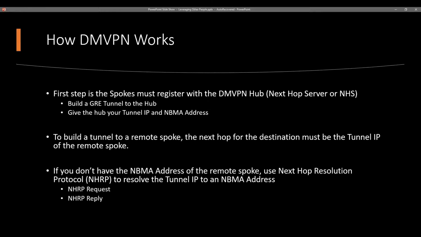So let's talk about how DMVPN really works. The first step in the whole DMVPN process is the spokes must register with the DMVPN hub. This is going to be the NHS, or the next hop server. So what you first got to do is build the GRE tunnel to the hub, and then you're going to give the hub your tunnel IP and NBMA address.